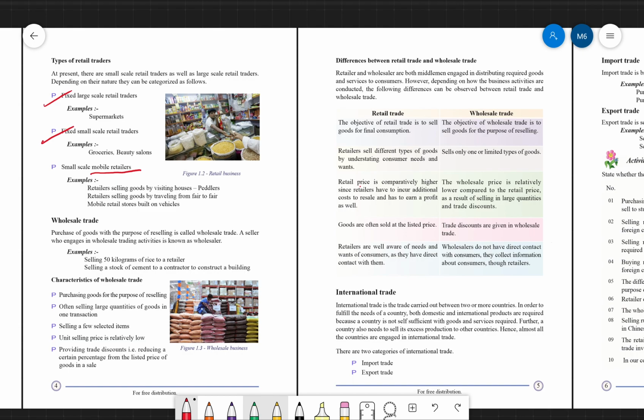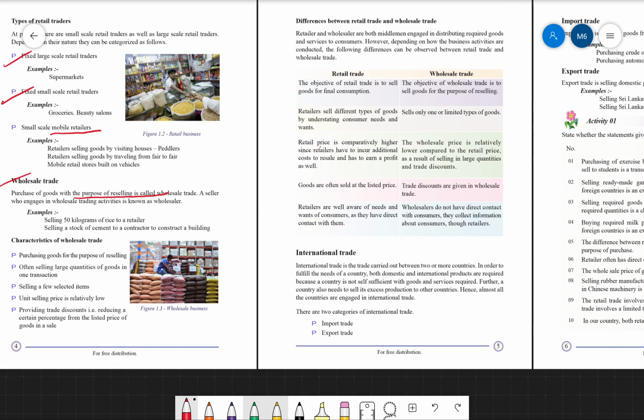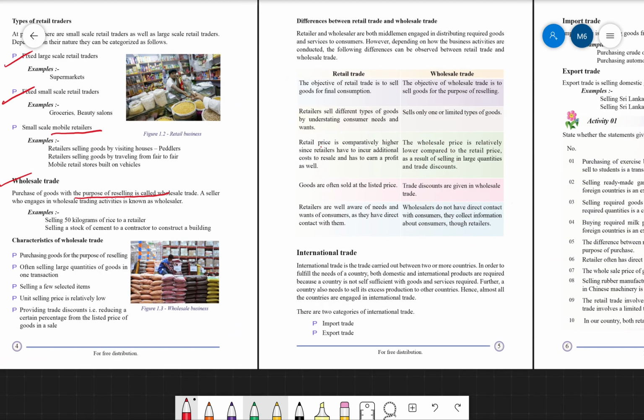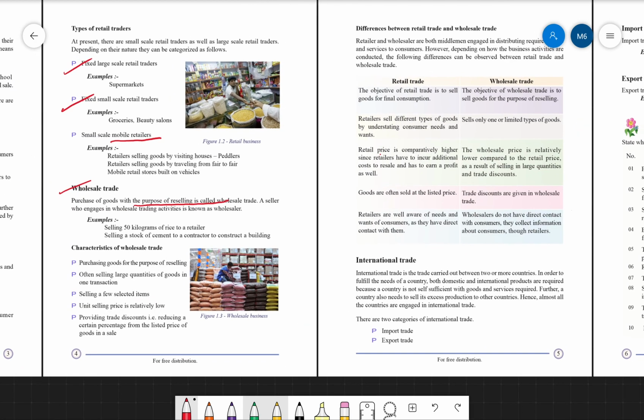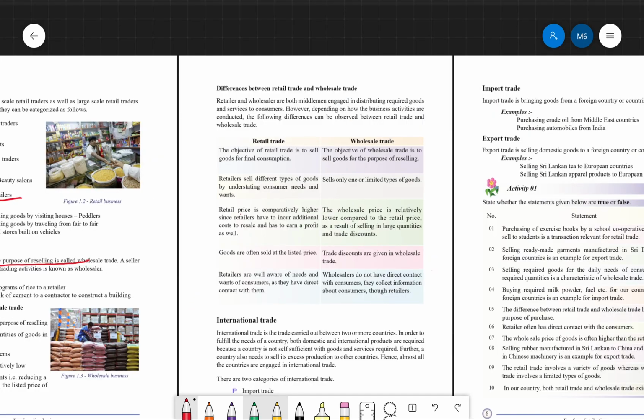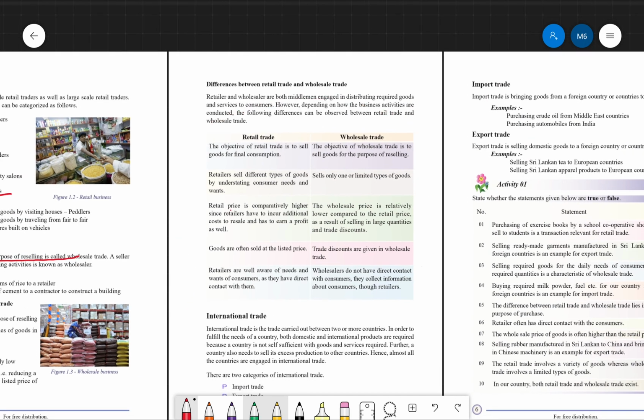Likewise, wholesale trade. The main idea is that your purpose is reselling. You sell to a person whose intention is to sell it to another person. Based on the characteristics: purchasing of goods for reselling, large quantities, few items, relatively low price, and they provide trade discounts. Based on that, you can see the differences between retail and wholesale trade.